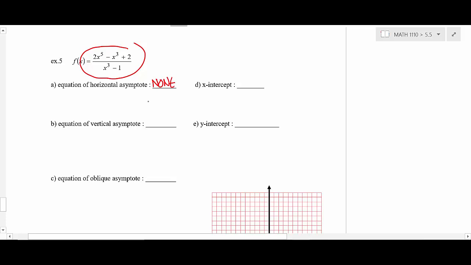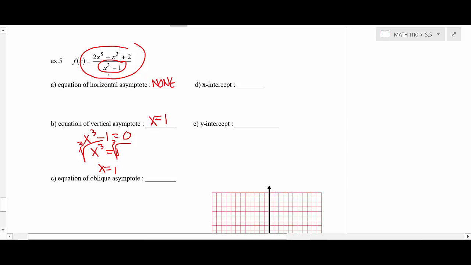I'm not going to worry too much about the vertical asymptote. This function's undefined at x equals 1. If you set x cubed minus 1 equals 0 and solve that equation, you'd have x cubed equals 1. Then you would take the third root of both sides, so you get x equals 1. So it doesn't have a horizontal asymptote, but there is one place where it's undefined.